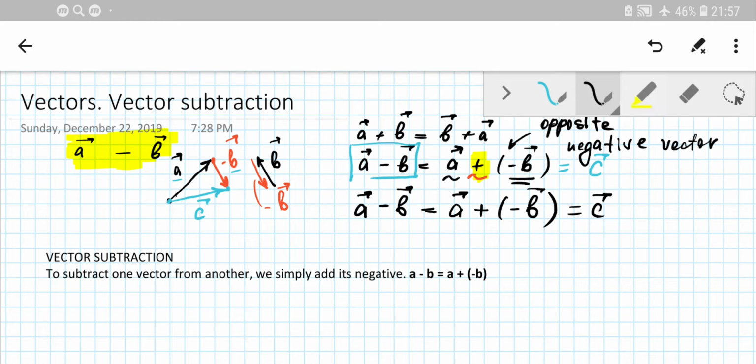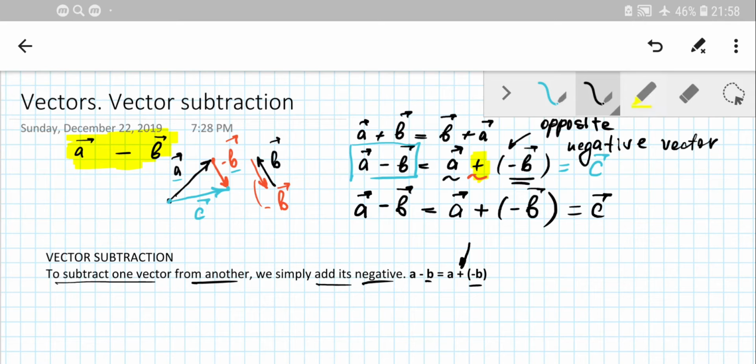So hope it's clear, and that's the rule. To subtract one vector from another, we simply add its negative. So instead of B, we'll use negative B, and in this case, we simply add them. Alright, so I hope it's pretty clear for you guys.